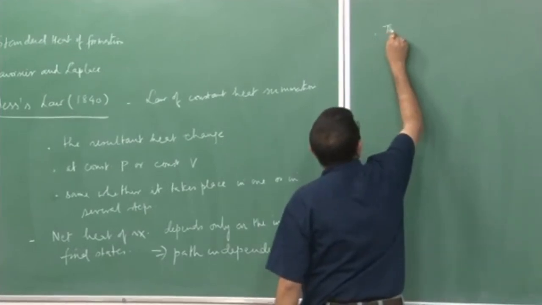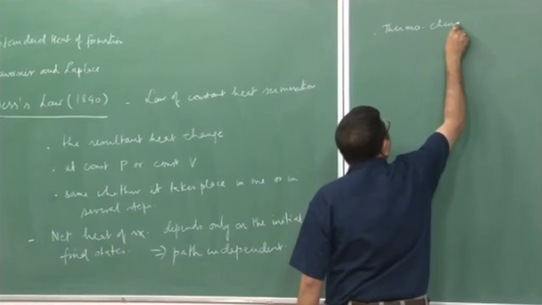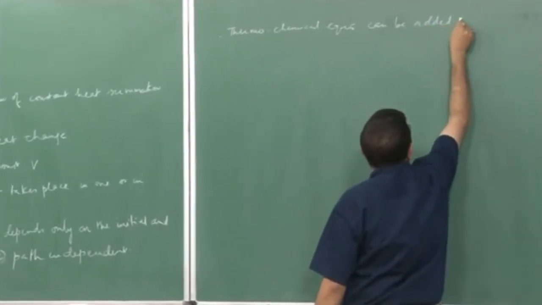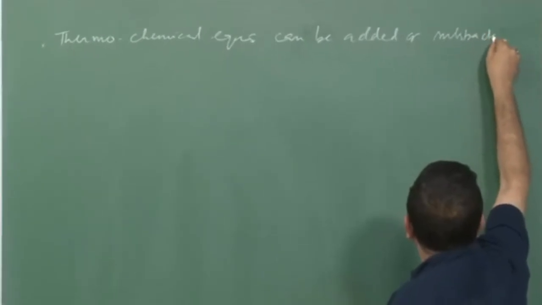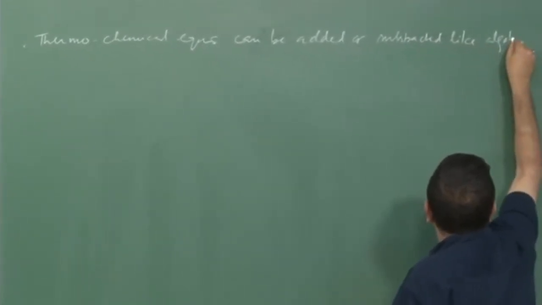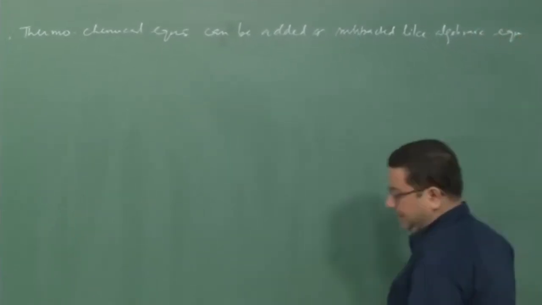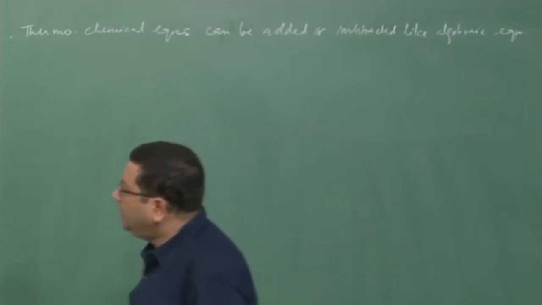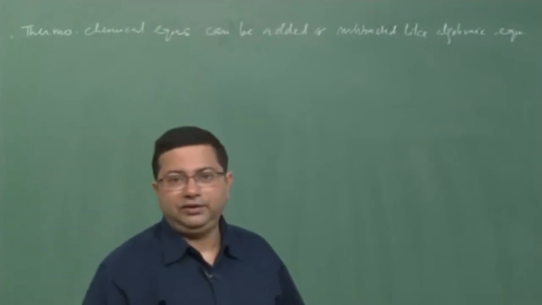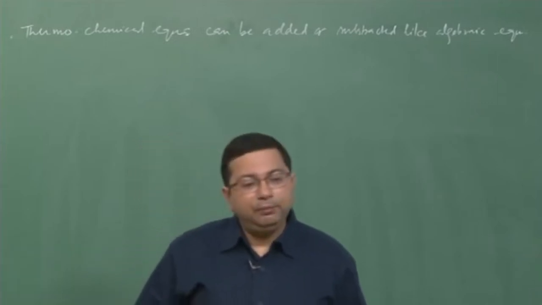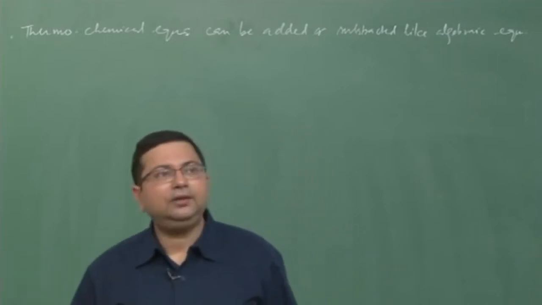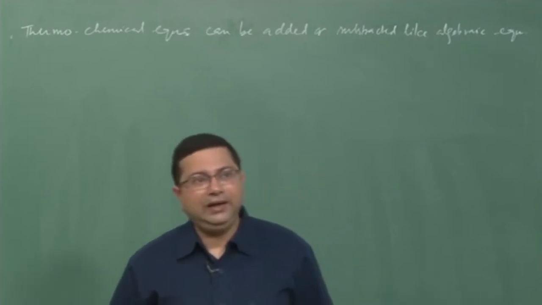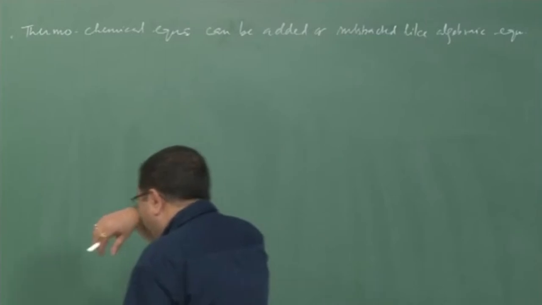So, the thermochemical equations can be added or subtracted like algebraic equations. Now, this is a very potent law and allows us to estimate the heat of reaction for different complex reactions without going into the complexity. Instead, what we can do is break a complex chemical reaction into several smaller or simpler reaction steps and then add all of them together to get the final heat of reaction. Now, let us explain it by taking an example.